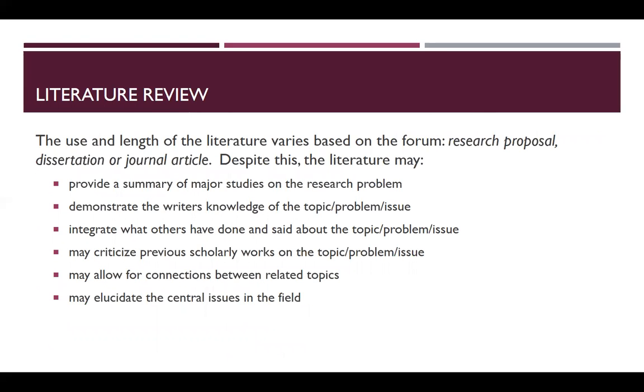Now, when we are doing a literature review, we want to make sure that we know what type of paper we're going to write, because the type of paper that we're going to write is going to determine how much information we need to have. A research proposal is going to require less than a dissertation or a journal article. A journal article is going to have to be much, much more concise than a dissertation. So what type of writing you're doing is going to influence what you write.